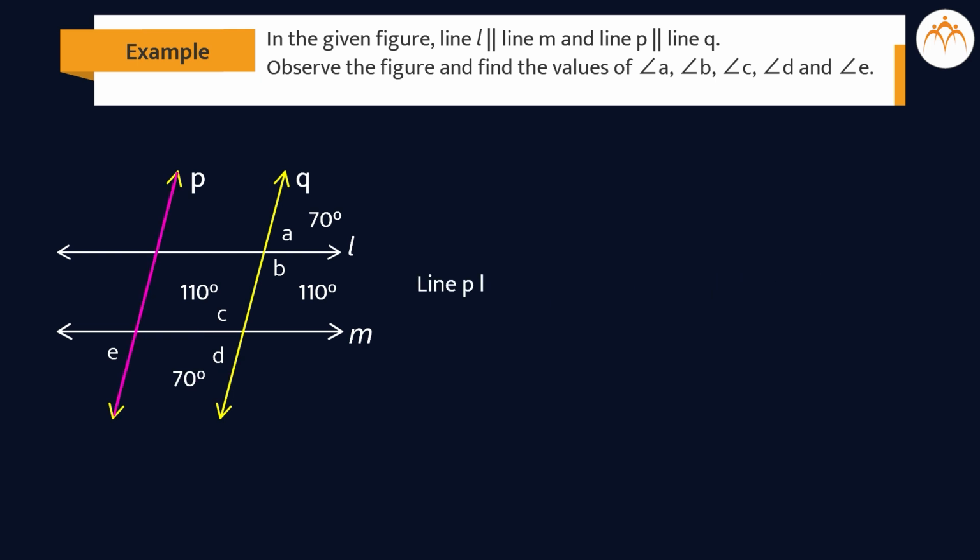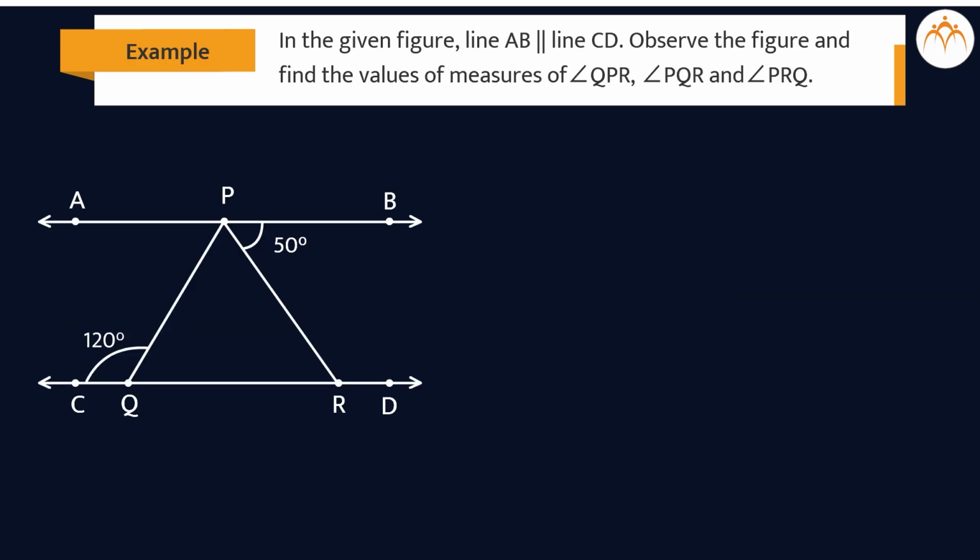Now, line P is parallel to line Q. Therefore, angle D is congruent to angle E because they are corresponding angles. Therefore, measure of angle E is equal to measure of angle D equal to 70 degree. Therefore, measure of angle E equal to 70 degree, equation 5. Now, in this given figure, line AB is parallel to line CD. Observe the figure and find the values of measures of angle QPR, angle PQR and angle PRQ.